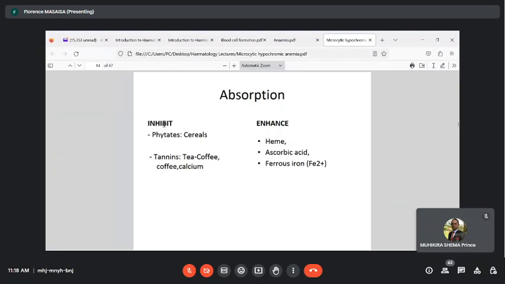What inhibits the absorption? We have cereal, tea, coffee, milk. So calcium containing elements like milk. That's why if you are giving iron to a patient, you have to advise the patient to avoid those inhibiting factors. Don't take it at the same time, at least 2 hours between. If you have to drink milk, take the milk 2 hours after taking your iron. Better to take it with vitamin C or other things.